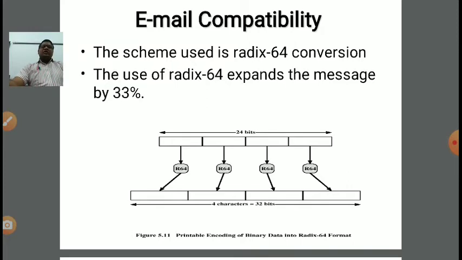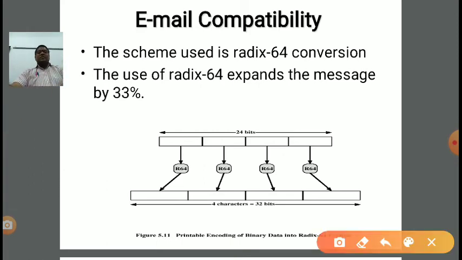Now how is this radix 64 performed? The use of radix 64 expands the message by 33%. Suppose in our message there are 100 alphabets; after applying the radix 64 technique, the message will have how many alphabets? 133 alphabets. It means it will expand the message by 33%. Means suppose our message input is there, we are applying what?